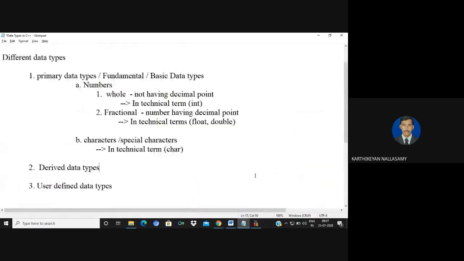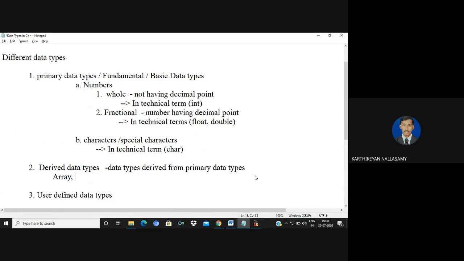The second one is the derived data type. Derived data means the data type which is derived from the primary data type. Arrays, functions, structures, and classes all come under derived data types. And for the user defined data type, we define our own data type.